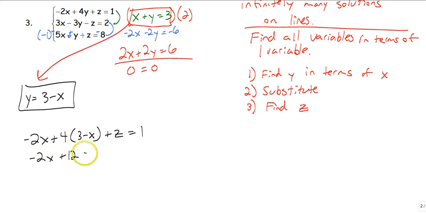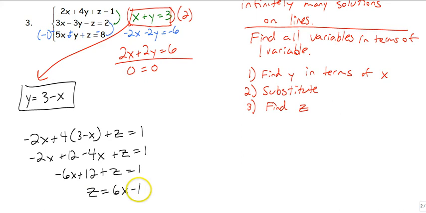And I know this might be confusing, and we're going to talk about this tomorrow in class too, why we do this. But basically we're just trying to get a solution set in terms of one variable that will satisfy all three of these equations. Alright, combine our like terms, we get negative 6x plus 12 plus z equals 1. Move the 6x over, move the 12 over, you get z is equal to 6x minus 11.